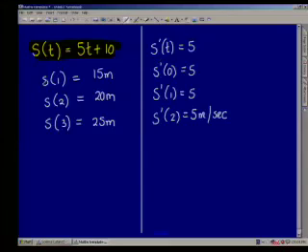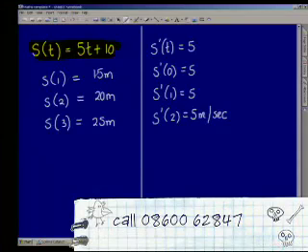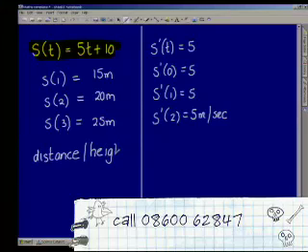Notice, if I work out s of 1, that would be the distance or displacement after 1 second. That would be 15 meters. The s of 2, putting 2 in there, would be 20 meters. The s of 3 would be 25 meters. Remember, that is giving me my distance, my displacement, my height of the particle. Please notice that my answer is in meters, and that's important. We need to give the unit of measurement.